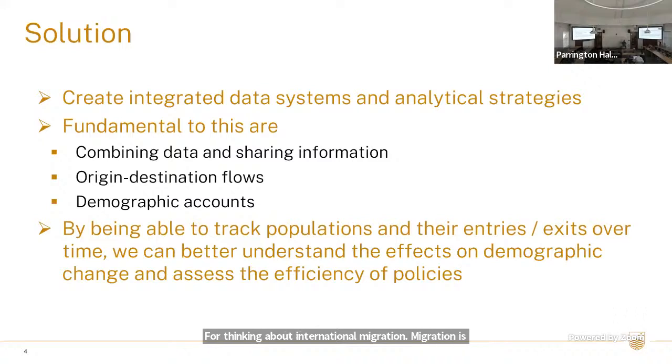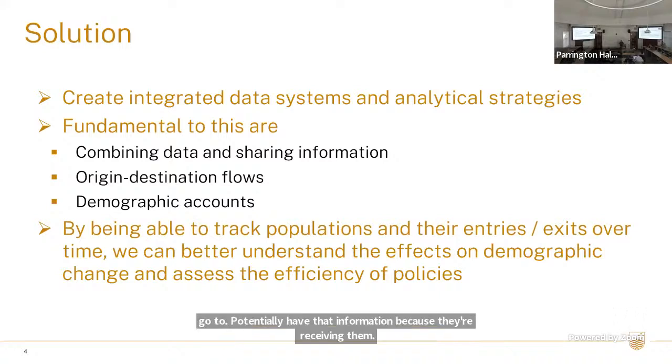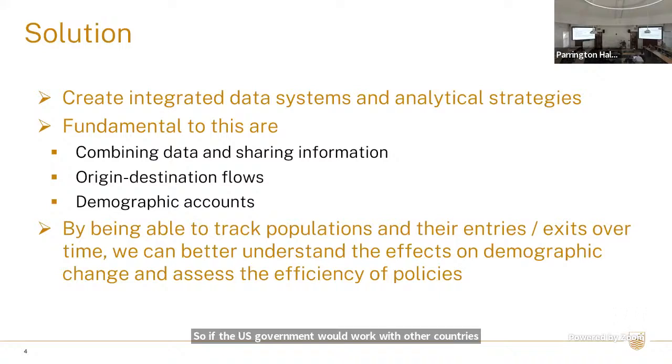If we're thinking about international migration, migration is from one country to another. Right? So the United States doesn't have any information on people leaving the country. But all the countries that US citizens or US migrants go to potentially have that information because they're receiving them. So if the US government would work with other countries' governments and share information on both who's coming and going, we would have better information on migration. And there are some examples in the world, the Nordic countries in Europe. The way that Sweden knows someone's moved to Norway is Norway tells them, because they enter their population register. They inform the Sweden Statistical Office that a migrant has arrived. And they have that internal consistency.